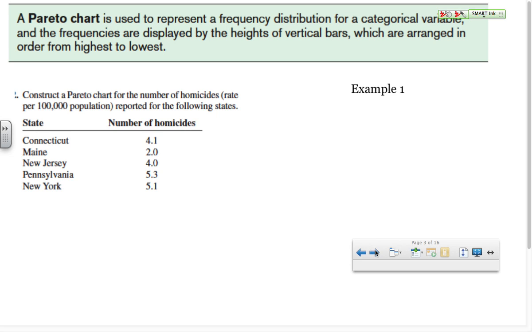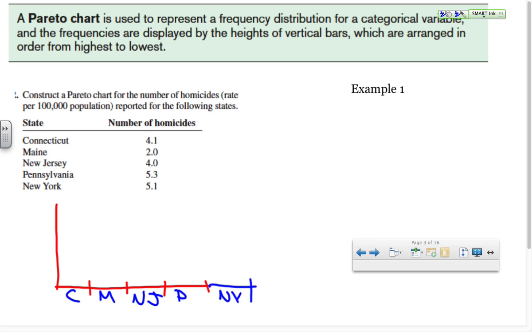All right, a Pareto chart is a frequency distribution using things that are not numbers. So this is basically like a histogram. We're going to take these 4 different categories, and make them the same width, just like we do with a histogram. I'm going to make this Connecticut, Maine, New Jersey, Pennsylvania, and I'm missing one, New York. Here I have the number of homicides in each of these places, and I want to see what the differences are between them.